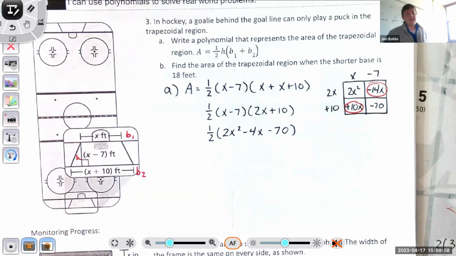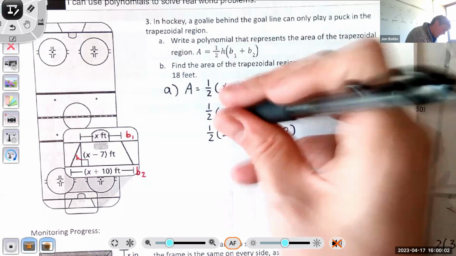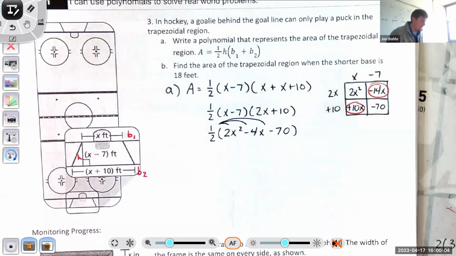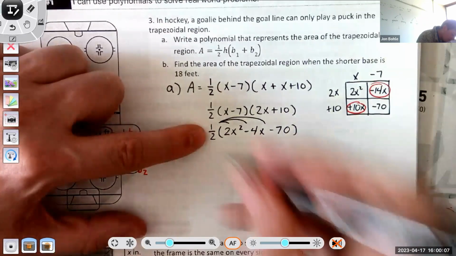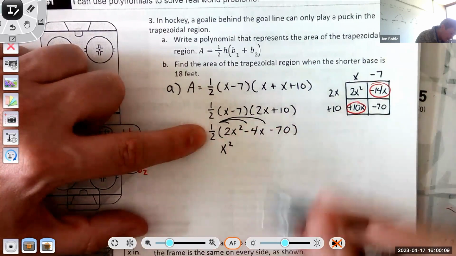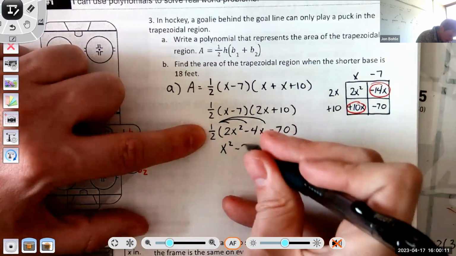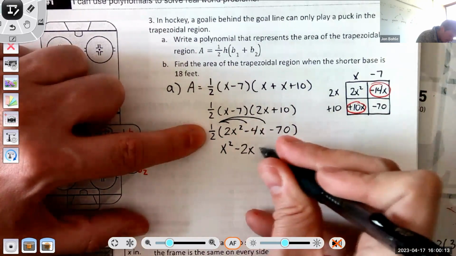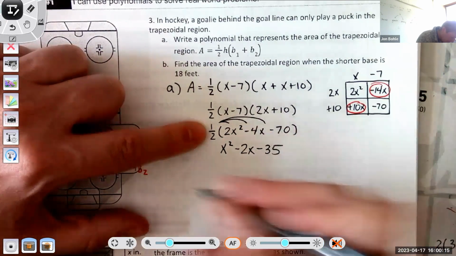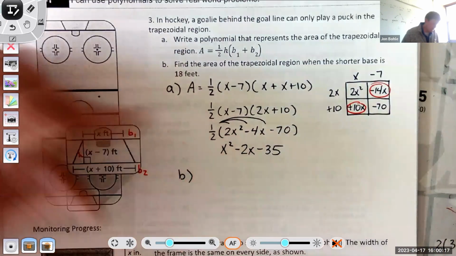Okay, and then now I have a half times all that. So all you have to do is distribute a half throughout. So half times 2x squared is x squared. Half times negative 4x is negative 2x. And half times negative 70 is negative 35. So that's the answer to part A.